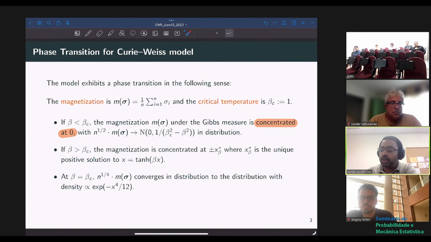It's also well known that if we look at the critical behavior exactly at beta equal to 1, then we don't have a Gaussian limit. We can see that the variance is exploding. But if we scale by something smaller than n to the power half, if we scale by n to the power 1/4, then we have a limiting distribution. And the density is a non-Gaussian density, e to the power minus x to the power 4, multiplied by some constant. Okay, so this is a toy and very well studied model.